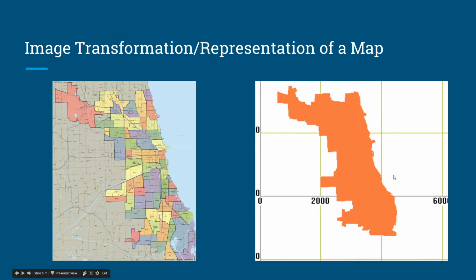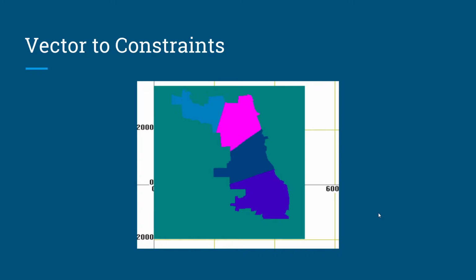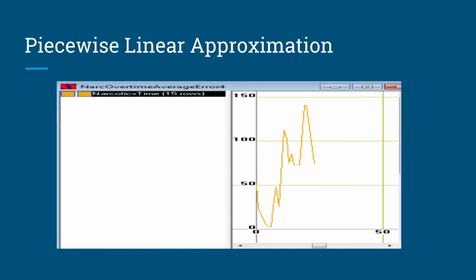I used the image transformation to create a representation of the city of Chicago. As you can see, it's very detailed. Then we have the Voronoi diagrams, which we use to split the region of Chicago into different areas. This is a little bit of what the constraints of all those Voronoi diagrams look like. I just created four random points on the map and made them into regions. And then I used the vector to constraints model to show the FBI district, which surrounds Chicago. That's the jurisdiction of the FBI for the city of Chicago.